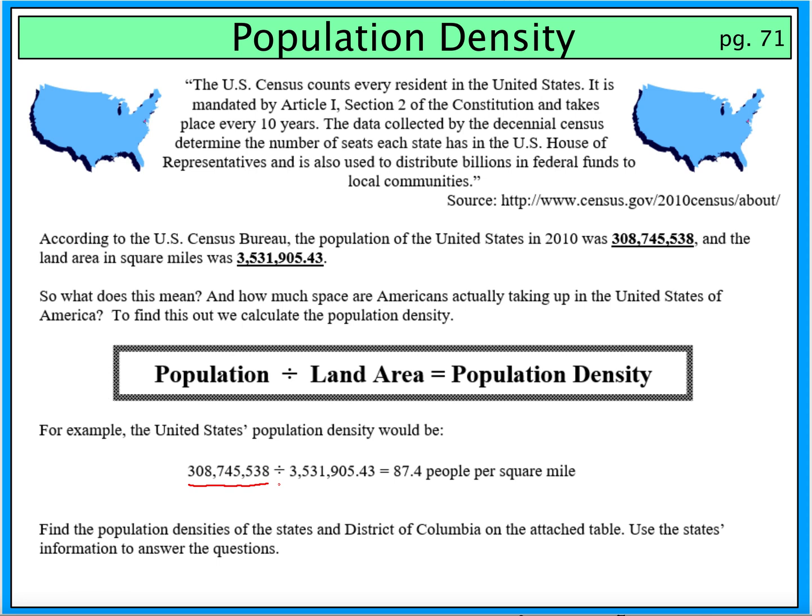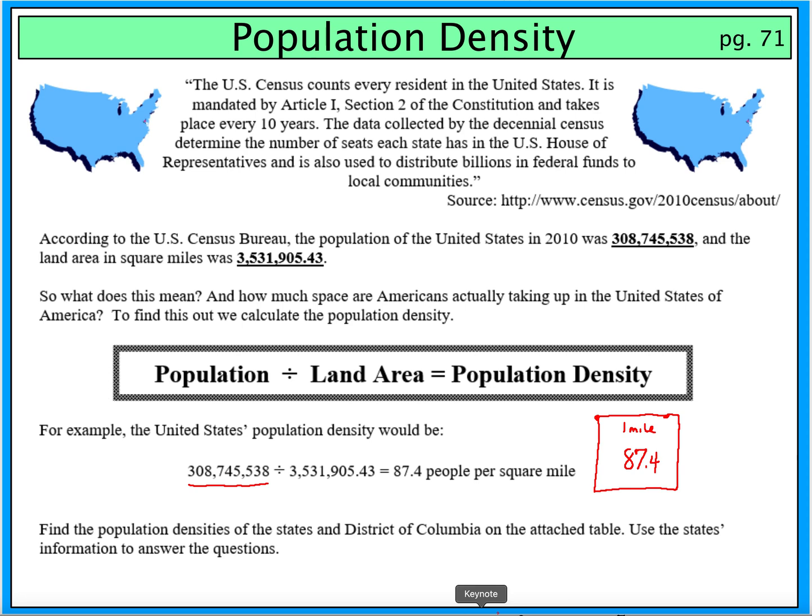Now, if you think about what a square mile is, a square mile is like if you drive a mile, make a square out of it, and that's a square mile. So in your car, if you drive 1 mile, a square mile would be if you made a square out of that. And in that 1 square mile, there are about 87.4 people.